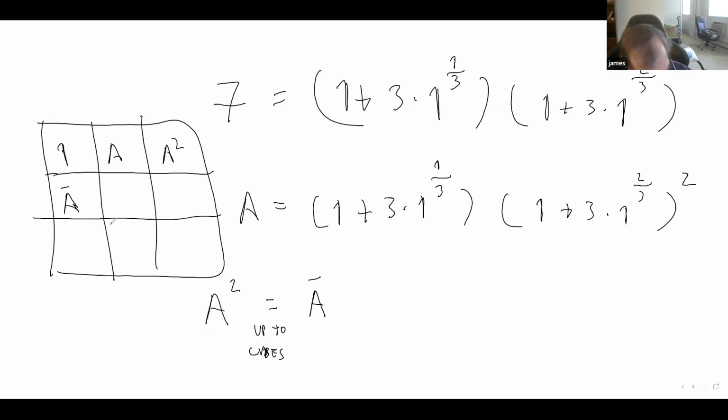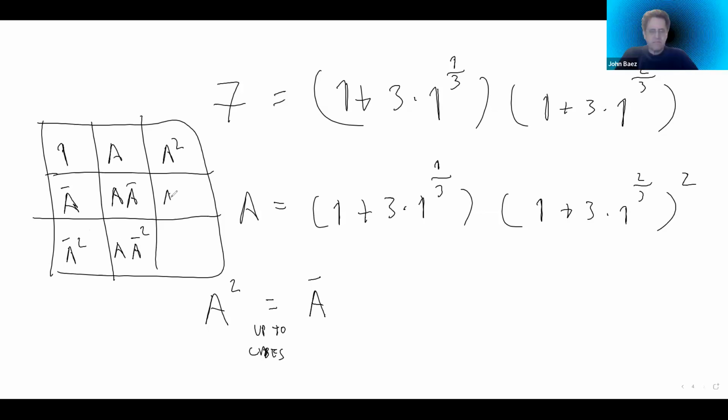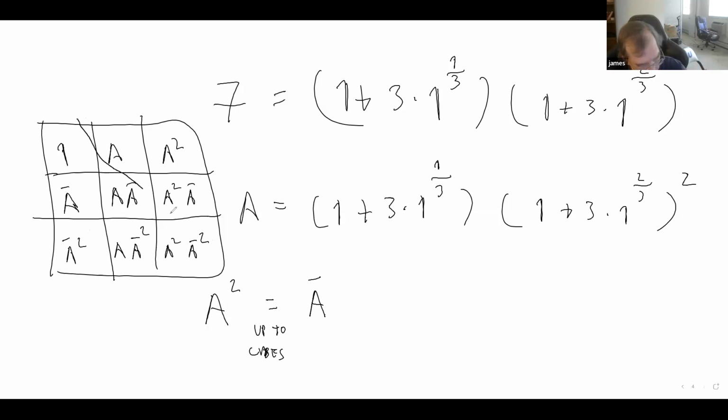So here's A squared, here's A bar squared, here's A times A bar, here's A times A bar squared. And this is A squared times A bar, and this is A squared times A bar squared. You remember we were drawing little pictures like this and seeing where the eigenspaces were. So the diagonal is some sort of eigenspace of Eisenstein conjugation here. But for some strange reason, that turns out to be not the strong fixed points that we want.